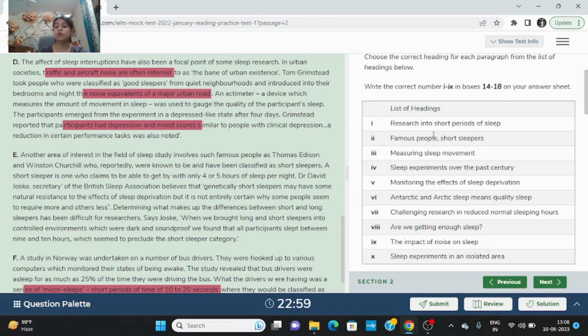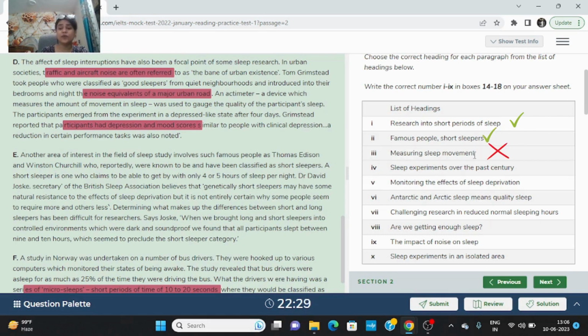Okay, now come to the heading part. Research into short periods of sleep. Some people can say that, okay, I have studied about short sleepers over here, so I will be marking this one. Okay, fine, I will put a tick over here and I will move. Famous people short sleepers, no. Famous people, they are talking: Thomas Edison and Winston Churchill. Okay, fine, this can be the answer, so I will put a tick over here and I'll move.